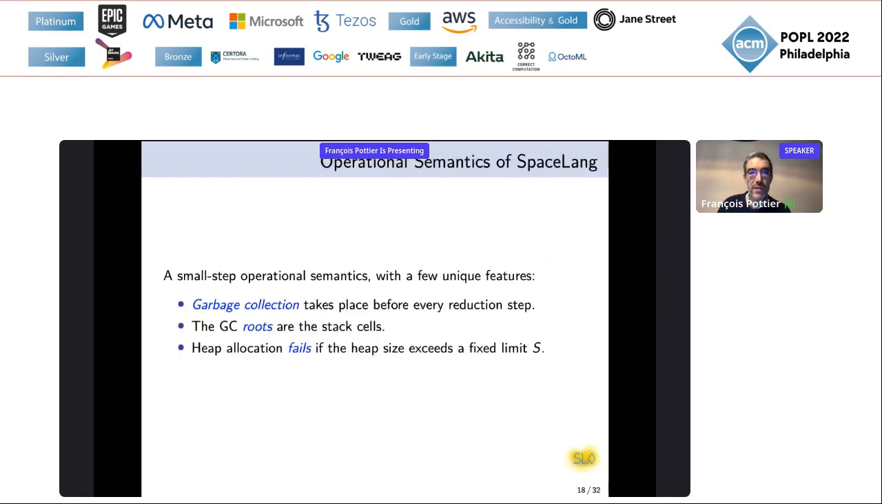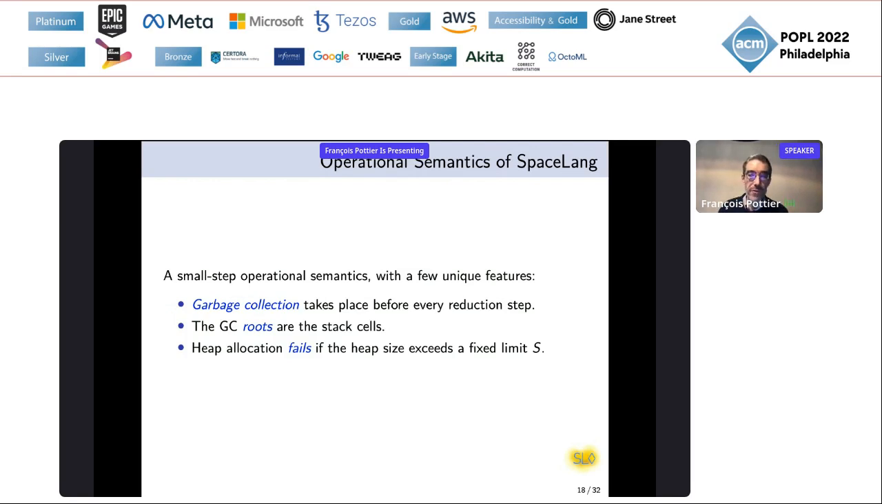The operational semantics of this language is rather standard. The only unusual features are the presence of the GC, which is non-deterministic and can free unreachable blocks at any time, the presence of the stack cells, and also we introduce a fixed limit on the heap size, capital S, and we posit that heap allocation fails if the heap size exceeds S.